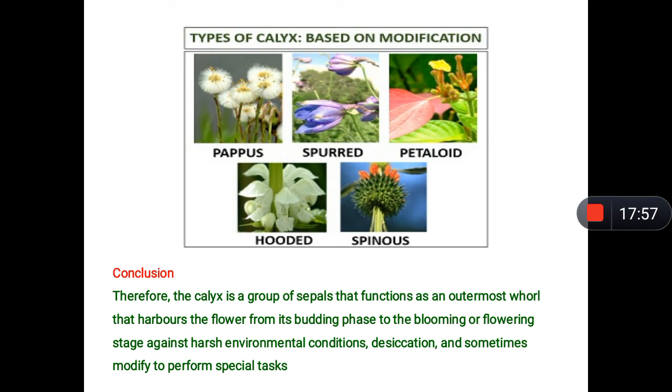So, calyx plays an important role. It has a very particular function as being an outermost wall. It actually protects the flower from the initial stage to the blooming stage, and it even protects the inner parts of the flower like petals, androecium and gynoecium from harsh environmental conditions, sometimes desiccation, the loss of water, and sometimes it is modified even after fructification, in the developmental stages of fruit. It plays an important role in special tasks. So this is all about the calyx.